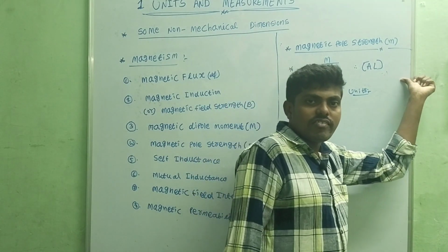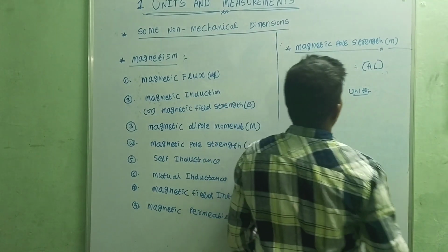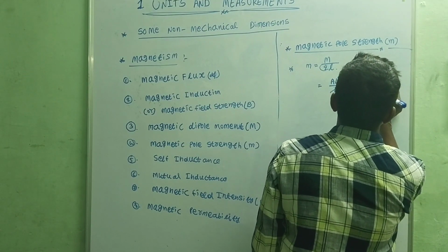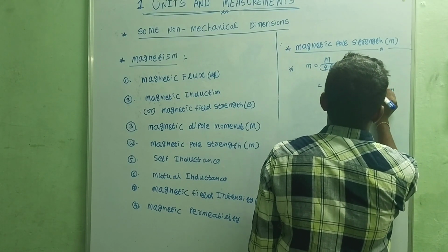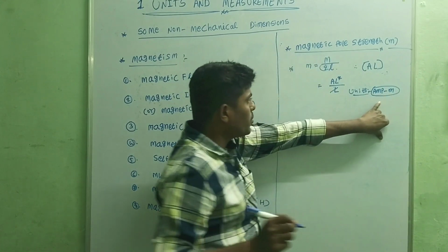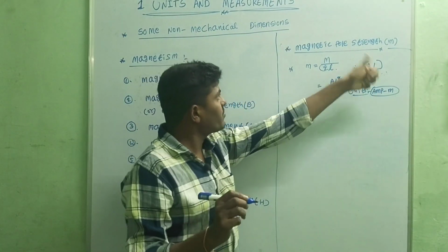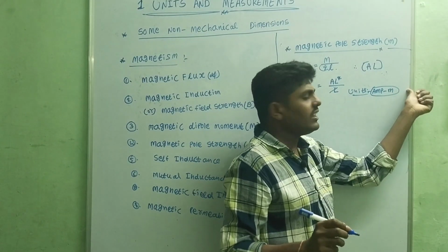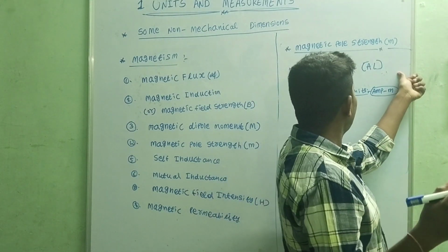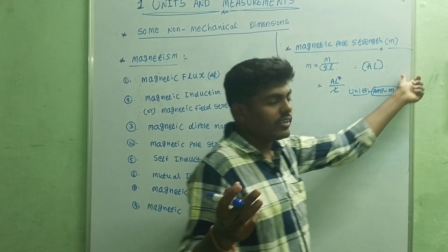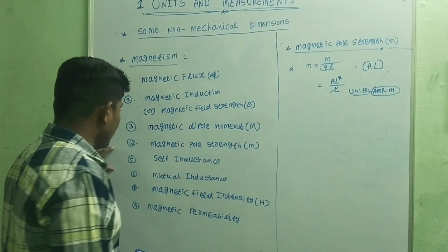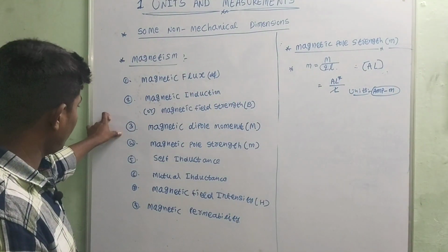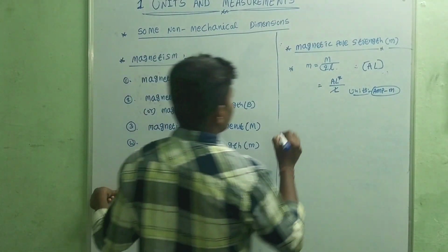So what are the units of magnetic pole strength? A means ampere, L is measured in length. So the units of length is meter. Simply we can write it as ampere meter. So if you know this unit of a magnetic pole strength, you can directly write its dimension easily. Okay, next one is magnetic field intensity.